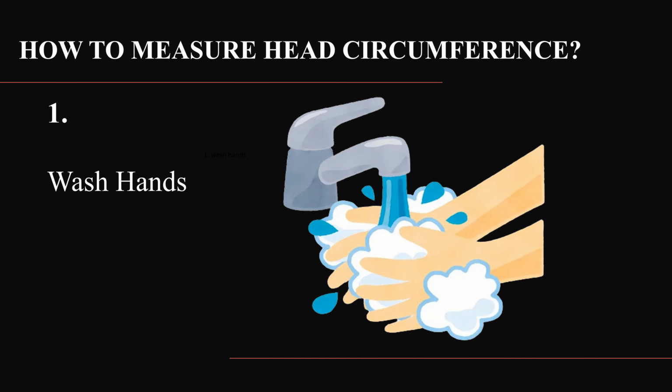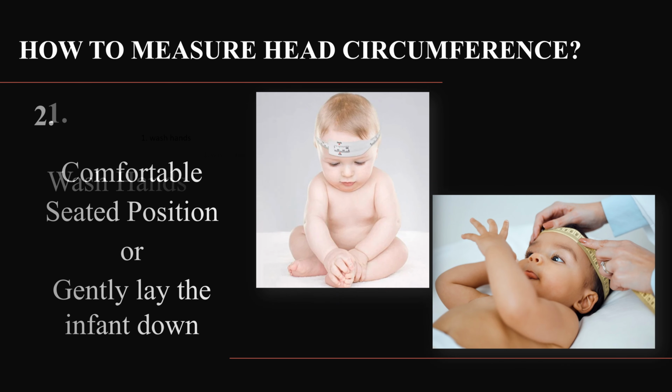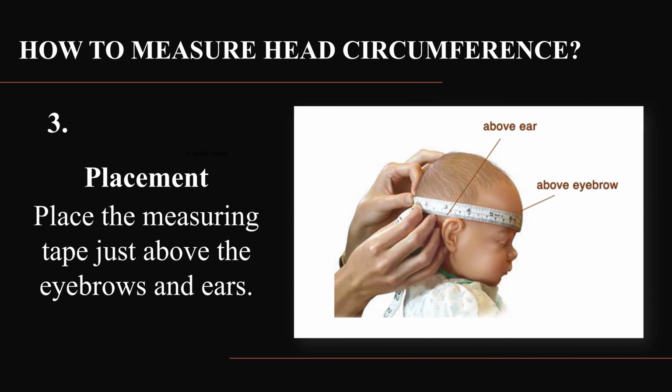Let's come to the procedure of how to measure the head circumference. First of all, wash the hands in order to avoid any type of contamination transfer to the child. The child whose measurement has to be taken, make sure that they are seated comfortably or just lay them down. Now place the measuring tape just above the eyebrows and the ear. As shown here in this picture, the measuring tape is placed just above the eyebrow and above the ear.